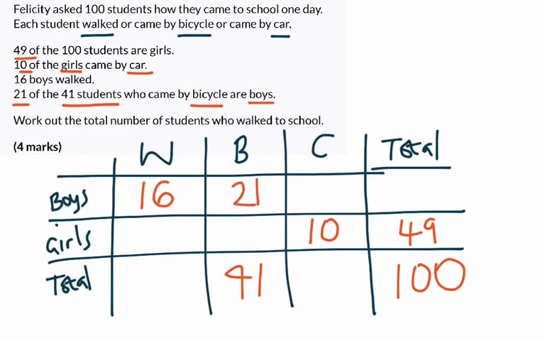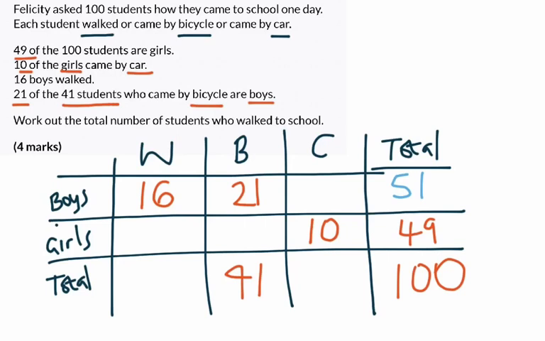Okay, so I'm now just going to change pen colour so we can see where we're getting these from. I'm not going to go through the detail exactly of how I'm getting them, because I think you're probably now quite good at that. So the first bit I'm going to look at is the total number of boys. To do that, I'm going to do 100 take away 49, and that's going to leave me with 51.